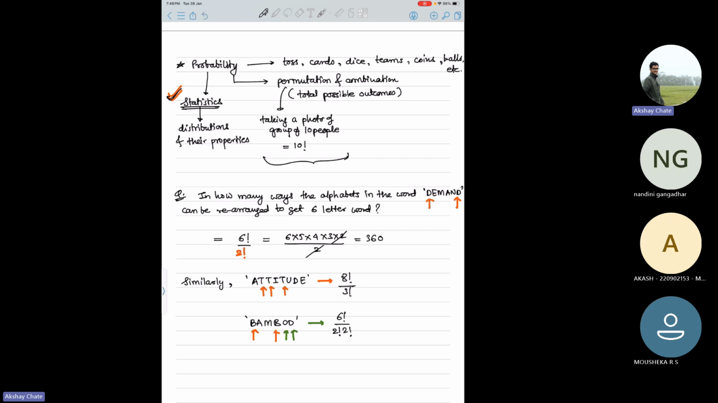Basically what ML does is you train it on a certain data set, so it learns the probability distribution for that data set, and when you give it a new data set, it tries to predict based on whatever it has learned. So there also statistics is there. This is the broad aspect of it.